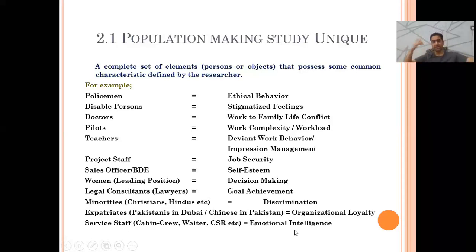Emotional intelligence is a very, very unique and important topic. They have to express good emotions, no matter what kind of emotion they are actually experiencing. The service staff, no matter if it's a waiter or the cabin crew or anyone who's sitting at the front desk, they have to show good emotions because they are responsible to make or break the image of the organization.